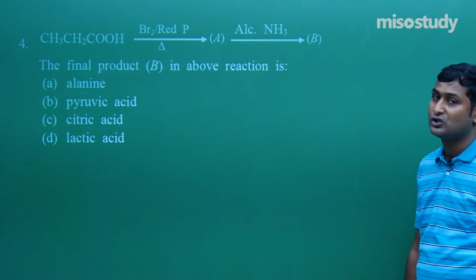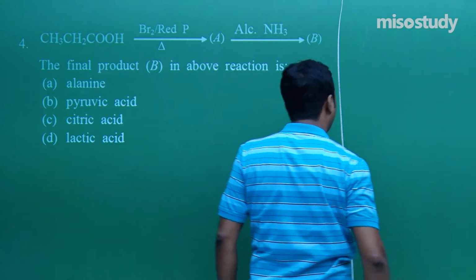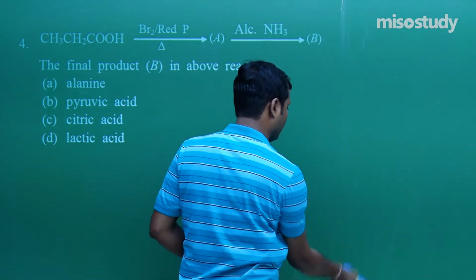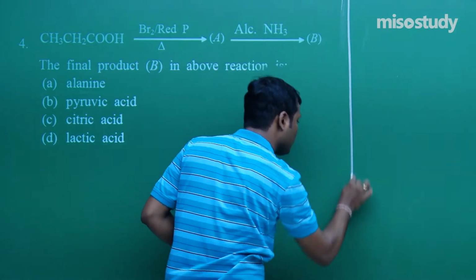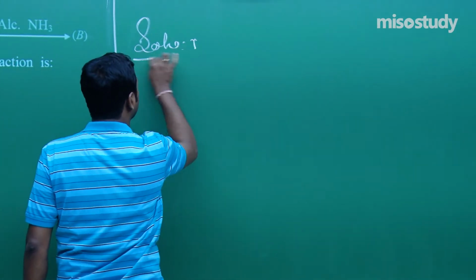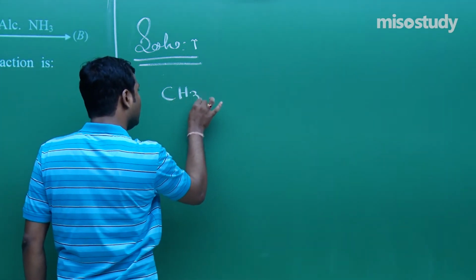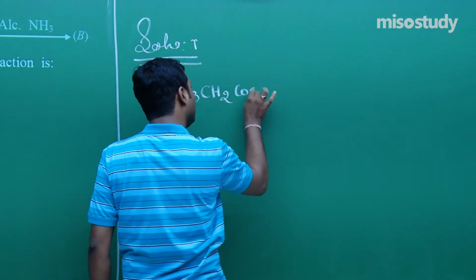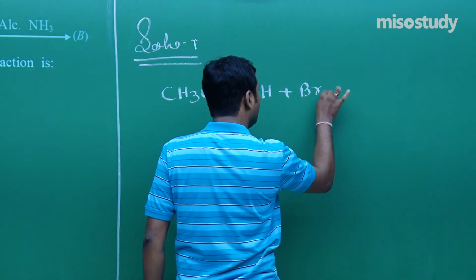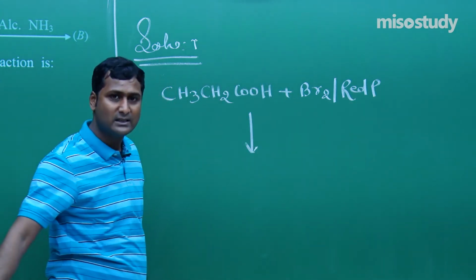Now how to solve the question? Listen carefully to what I'm telling. Now I'm solving the question. Given here is CH3CH2COOH, on treatment with Br2 in the presence of red phosphorus, it gives you, what is the product here?